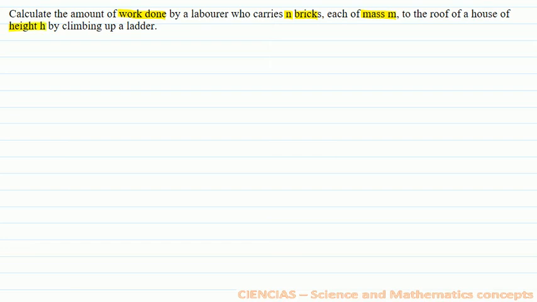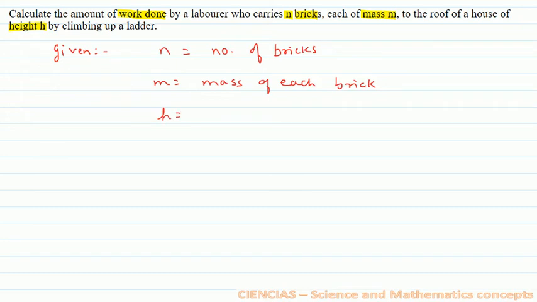So first of all we see what is given to us. Given is: n is equal to the number of bricks, m is the mass of each brick, and the height he covers is h, or we can say displacement.